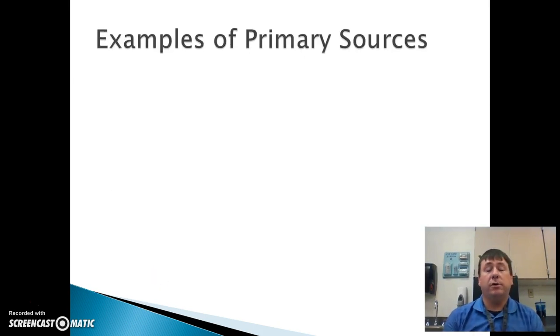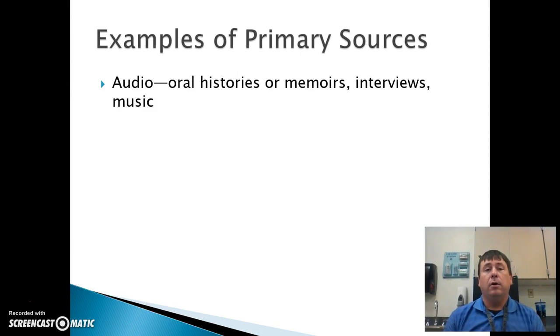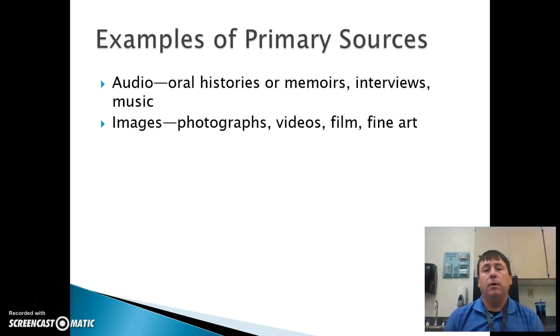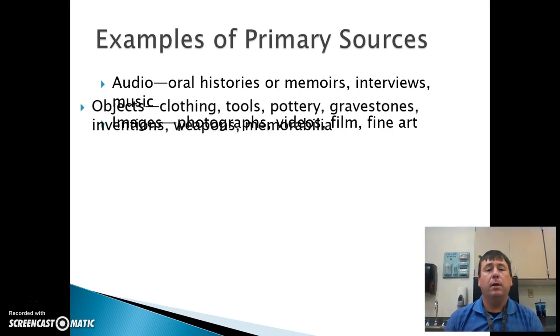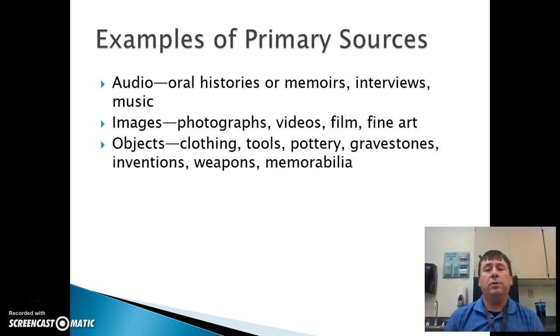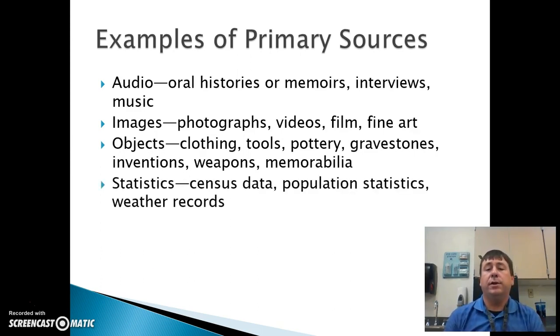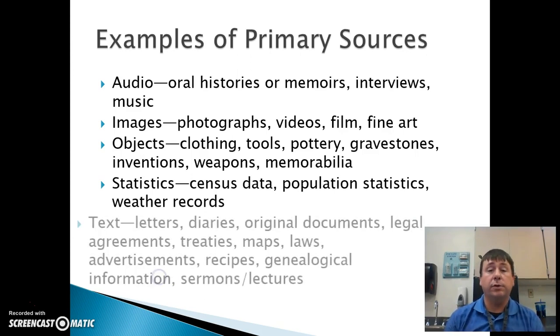Some examples of primary sources, and these ones are key, are audio, so things like oral histories or memoirs, interviews, or even music. Images, photographs, videos, film, fine art, those are all examples of primary sources. You have objects: clothing, tools, pottery, gravestones, inventions, weapons, memorabilia. And we have statistics, all those interesting numbers and data that we look at in social studies. Those are all examples of primary sources.